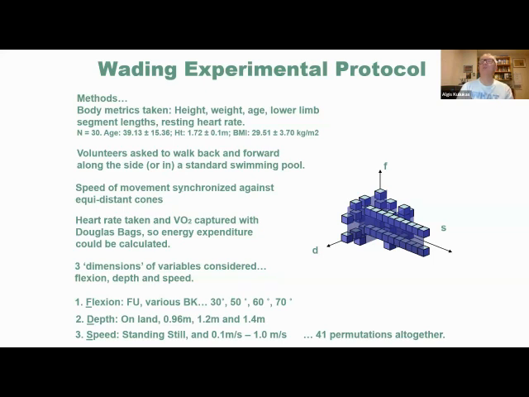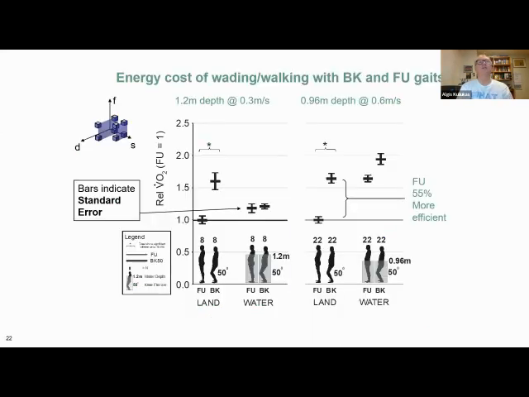Sorry about that. So anyway, there are about 41 different permutations altogether that we could measure between the flexion, the depth, and the speed. This is the take-home message. Here you can see on the left-hand side, moving on land, 50-degree knee flexion versus fully upright is 55% more costly than walking with a normal gait. This confirms Carey and Crompton's study. So we basically proved that they were right, and we've got almost exactly the same data that they did.